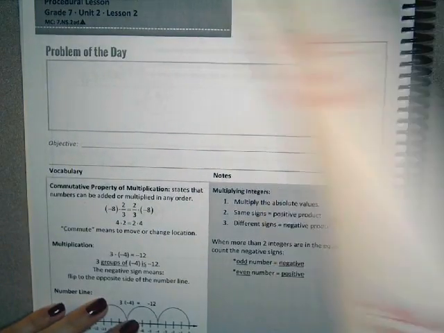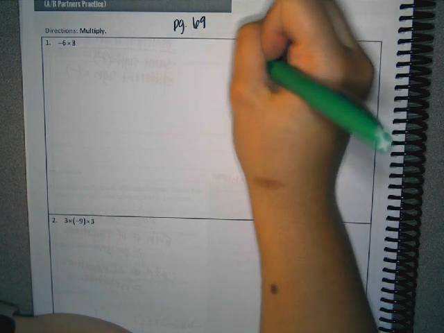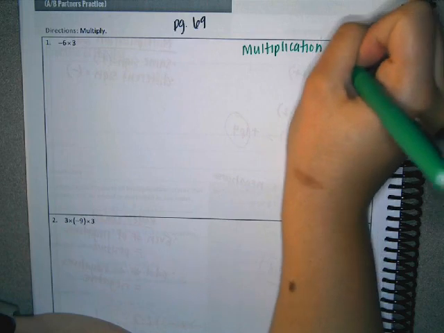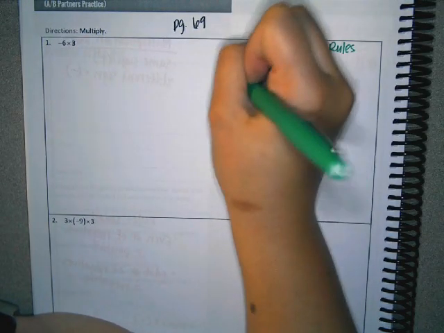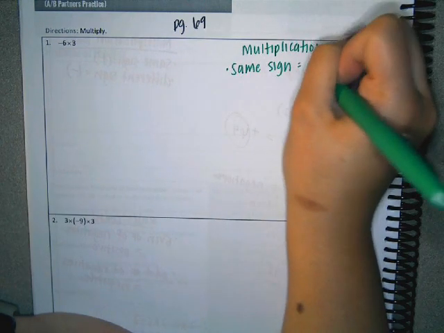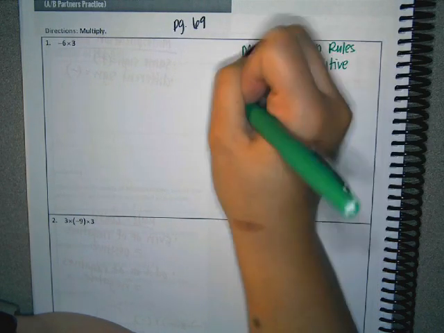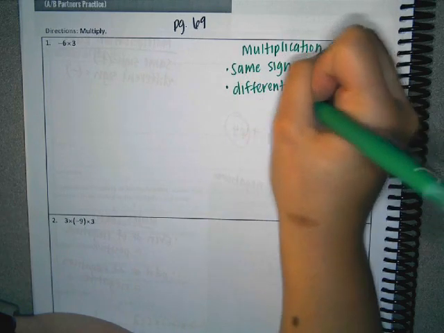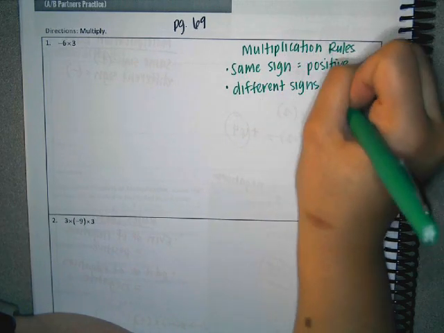Okay, so now you're going to turn to page 69. I'll write that up here, page 69. So we're going to do the same thing where we are going to write down our rules. So multiplication rules. We're going to have same sign equals a positive. We're going to have different sign equals a negative.